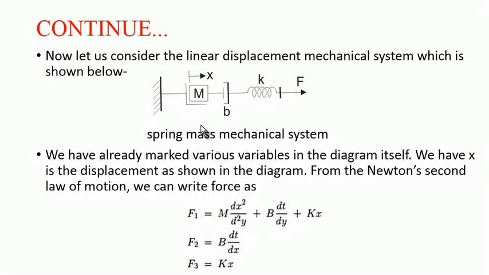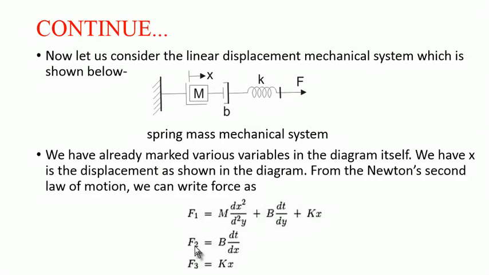Then the spring, that is k into x, where k is the spring constant and x represents the displacement of the spring. b dx/dt is the damping. So it involves all three equations here. This is mathematical modeling: we describe the physical system in mathematical descriptions.